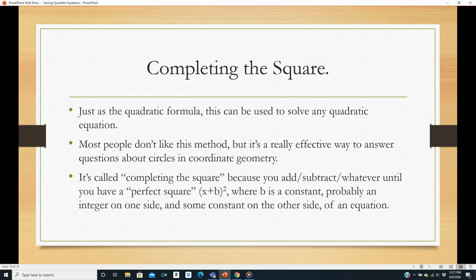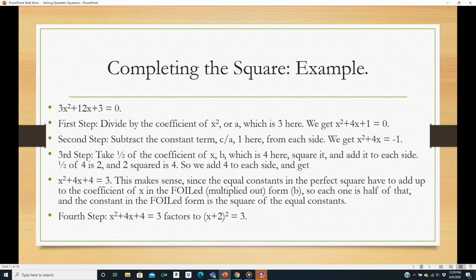Probably an integer b on one side, and some constant on the other side of an equation. It doesn't have to be, b could be a fraction, b could be a decimal, but most likely on these tests it's going to be either an integer, or a really simple fraction, probably one that's easy enough to take the square root of, like 2 over 4 or something like that, 1/2. Well, actually, that one wouldn't be that good. Okay, fine, whatever, it'd be 9 over 4, which you could take the square root of and get 3/2. All right. So here's an example of completing the square.